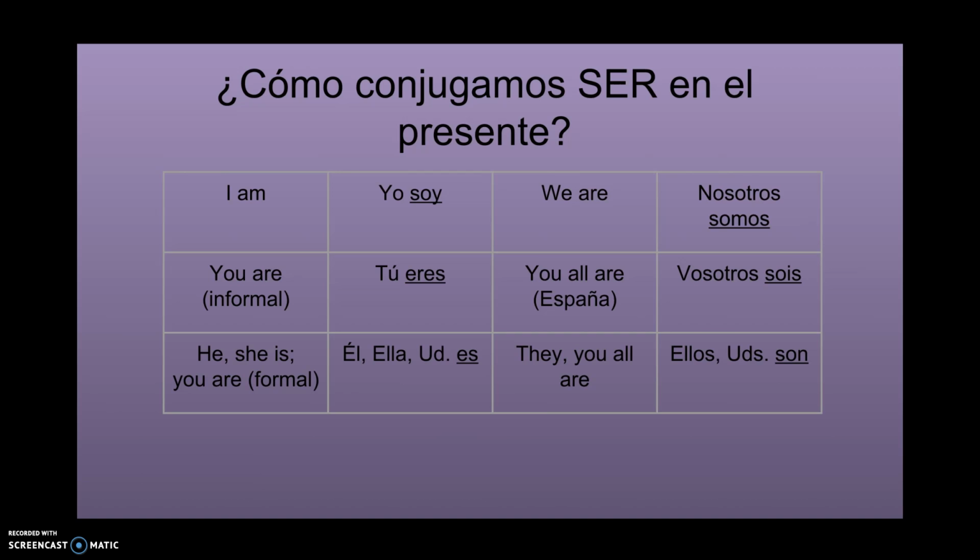I am is yo soy. The informal way of saying you are is tú eres. He or she is, or the formal way of saying you are, you have él, ella, or usted es. We are is nosotros somos. You all are, the form that's only used in España, is vosotros sois. They are, or you all are, is ellos son, for they are, and ustedes son, for you all are.